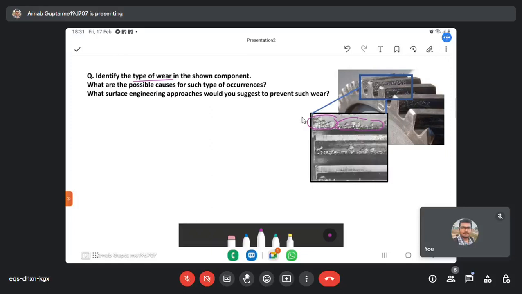Yeah, so just try to address this question from here. What are the possible causes of the wear? First, try to answer this question. Next, you identify. Third, you tell me the engineering approaches. Yeah, Arun, Likita, anyone?